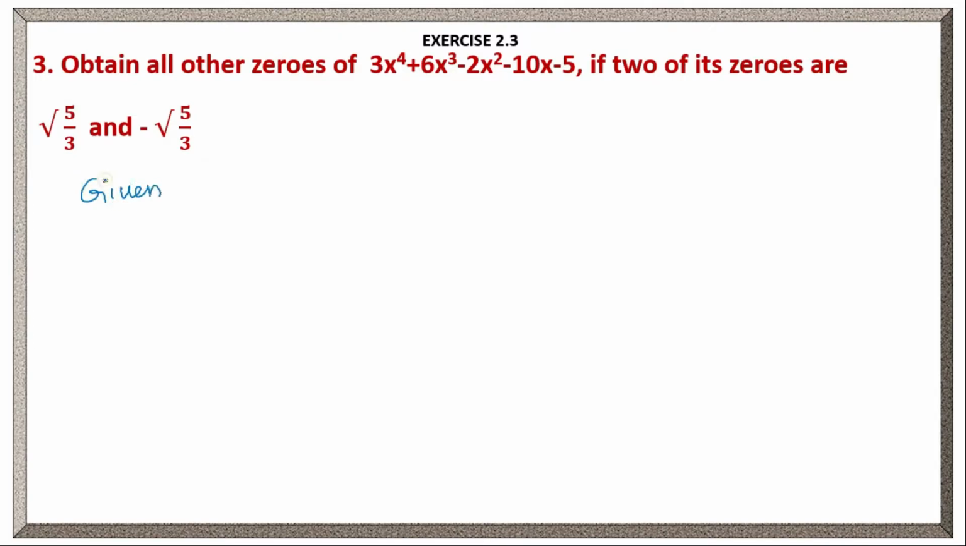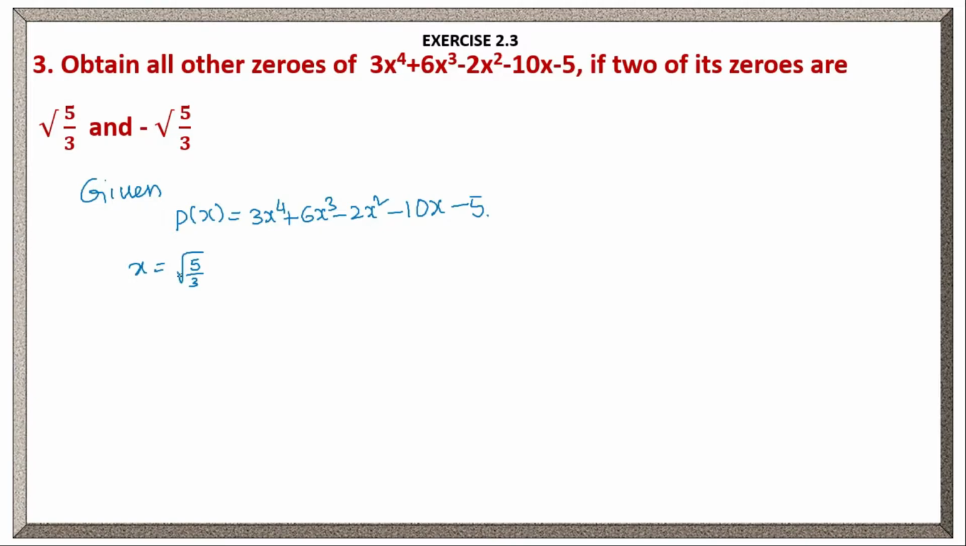Given the polynomial p of x equal to 3x to the power of 4 plus 6x cube minus 2x square minus 10x minus 5. Here it's a biquadratic polynomial whose degree is 4. If the degree of the polynomial is 4, how many zeros can a polynomial have? Maximum 4 zeros it can have. So among the 4 zeros, 2 zeros are given in the question.